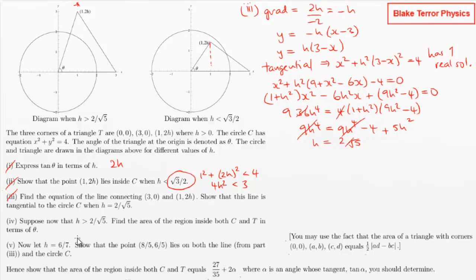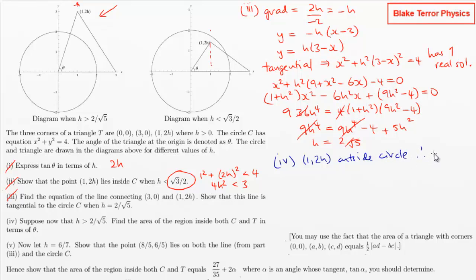Suppose now that h is greater than that, so it's outside the circle. Find the area of the region inside both C and T in terms of theta. So we've got h outside the circle, so it's going to look like the one on the left hand side. We want the area that's inside both, which is just going to be the sector of the circle. So this is going to be an easier one. I assume we're going to have to do this again for inside the circle later on, which would be more difficult. In this case, we can say that (1, 2h) is outside the circle.